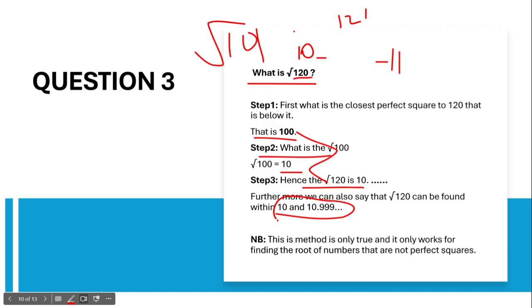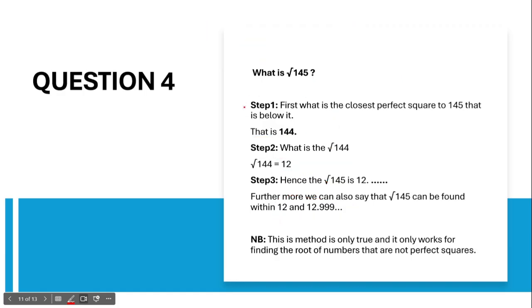Let us go to another example. And this is the final example before we call it a day. So what is root 145? Using our step 1, what is the closest perfect square to 145 that's below it? We already know that as 144. So just from knowing step 1, I can now ask you, what is the square root of this number? Should it be 12.1?